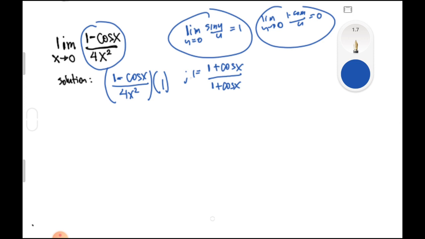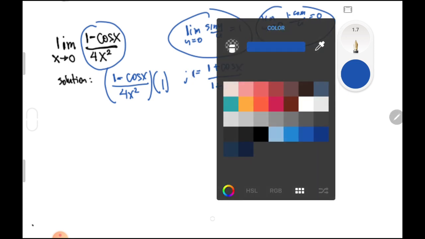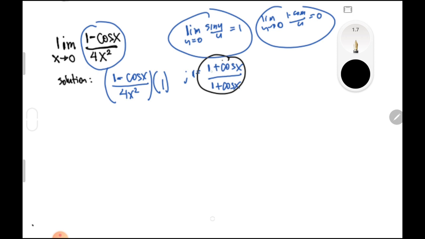So therefore, in order to go to this theorem, let us manipulate these equations. Okay, knowing that this is 1, I will substitute this value to our 1 because they are equal. So therefore we'll have a value of 1 minus cosine x divided by 4x squared multiplied by 1 plus cosine x divided by 1 plus cosine x.